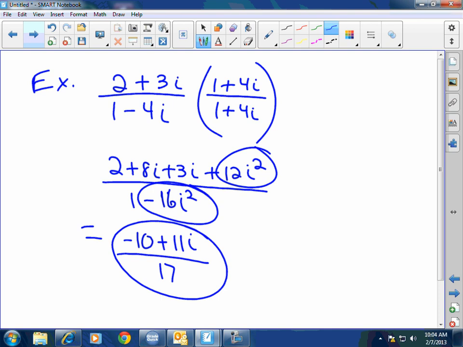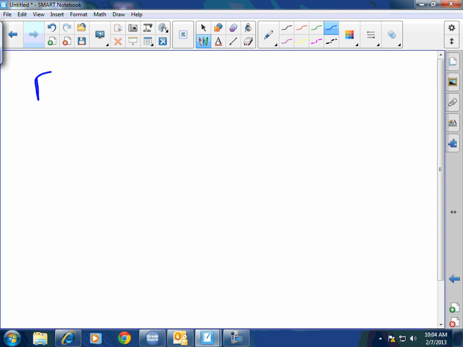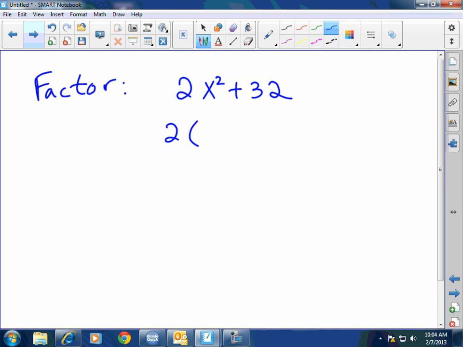Okay, last thing I want to teach you real quick. How do you think you'd factor this? 2x squared plus 32. Okay, first we're going to factor out a 2. Very good. So I've got x squared plus 16, right? Now, this doesn't factor, right? This is not a difference of squares, is it?